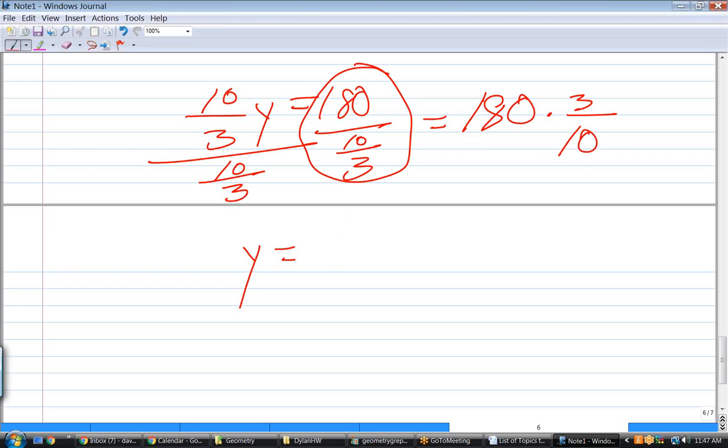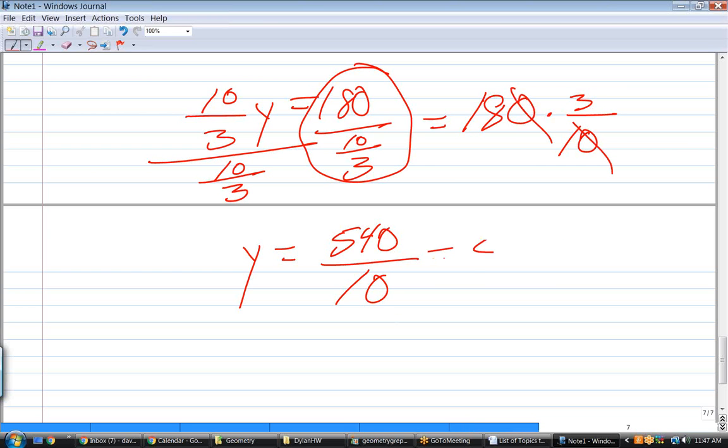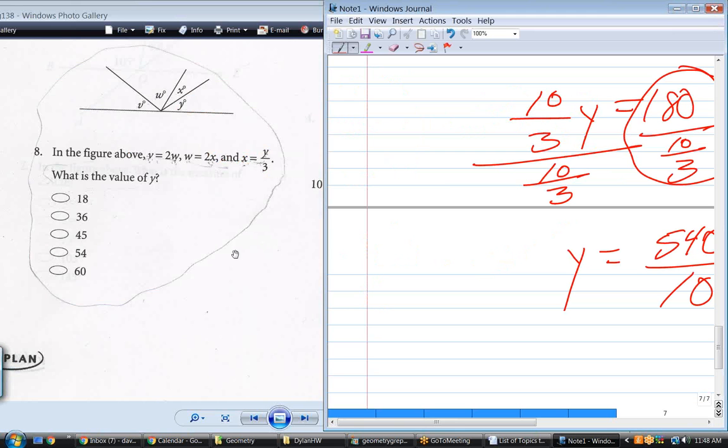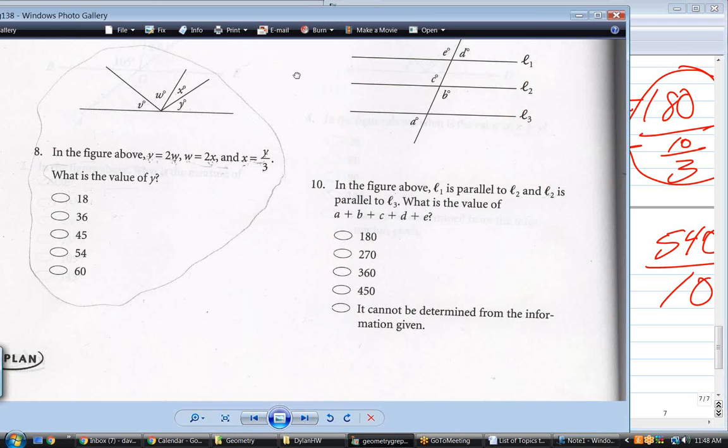Which gives us an answer of 540 over 10, that's 3 times 180 over 10. Or I could just do 3 times 18, which is 54. So yes, 54 is the answer. That makes sense. So another great problem was this problem because it involved all kinds of algebra, substitution, and knowing that the sum of any set of linear angles is 180.